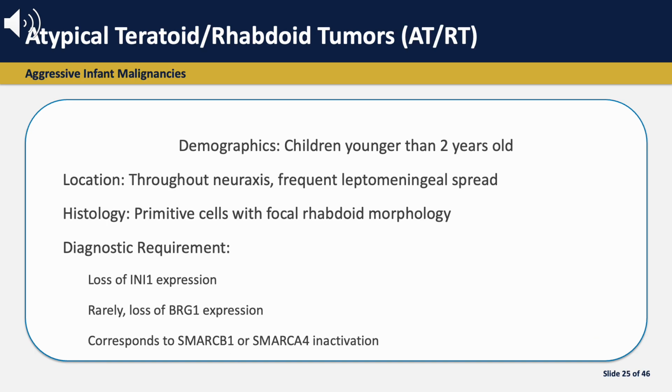Atypical teratoid rhabdoid tumors are CNS extrarenal malignant rhabdoid tumors encountered predominantly in children younger than 2 years old. Tumors may arise throughout the neuraxis, with frequent leptomeningeal spread at presentation. The histologic appearance of atypical teratoid rhabdoid tumors is highly variable, usually showing primitive tumor cells with at least focal regions of rhabdoid morphology. Loss of INI1 expression, or, rarely, of BRG1 expression, is required for the diagnosis, corresponding to biallelic inactivation of SMARCB1 or SMARCA4.